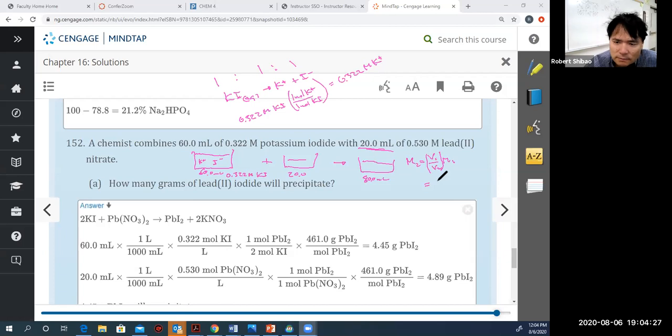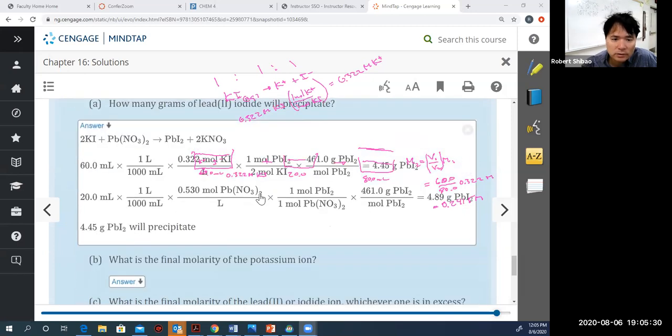V1 is 60.0. That's our initial volume, what the potassium iodide was originally. Our final volume is going to be 80, so it's a 60 to 80 dilution. The original molarity was 0.322 molar. Let's multiply it out: 60 times 0.322 divided by 80, or 6/8, gives 0.2415 molar. After dilution, it's going to be 0.2415 molar. It doesn't react. If it reacted, we'd have to factor that in as well, but it didn't react, so it's just a straight solution dilution.